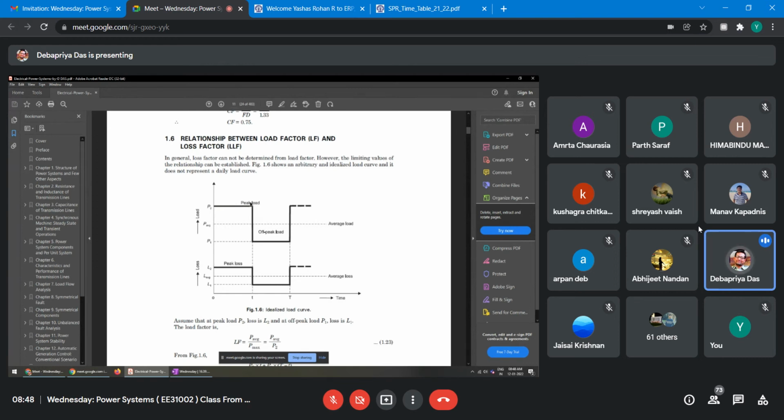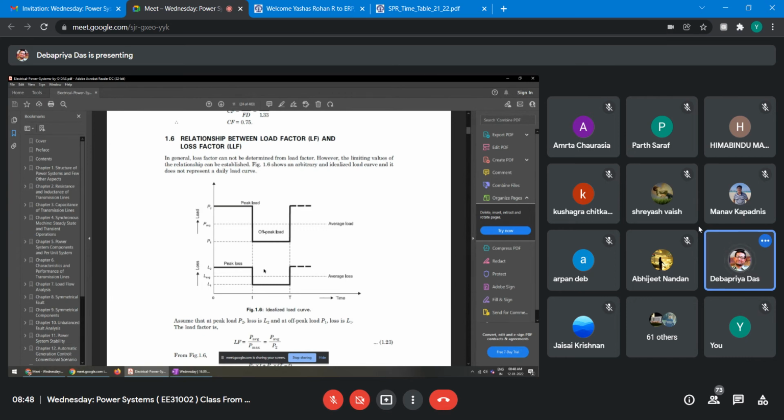Similarly, during peak load, this will be the peak power loss. So the maximum power loss is L2. It is from 0 to time t. And the off-peak power loss is from small t to capital T. That duration is capital T minus small t. Right. And if you see the average load, if you add for the average load, you have to add P2 and P1, and the total time duration is T, right?